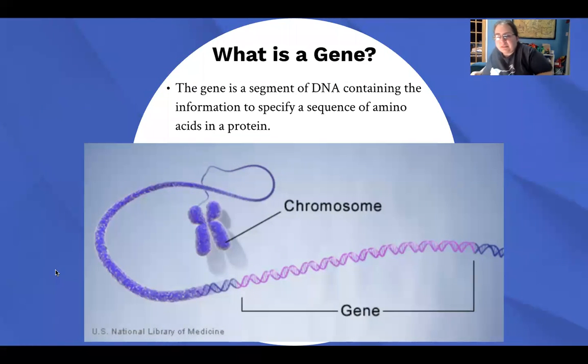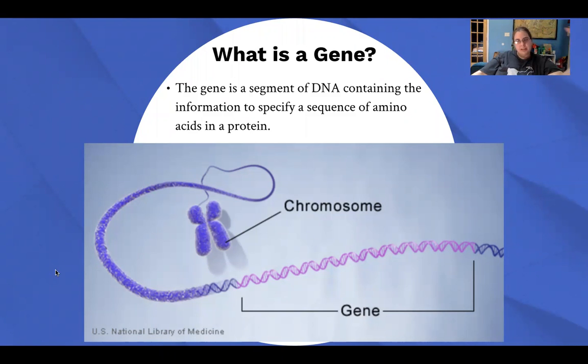First thing we should talk about is, what is a gene? Well, simply put, a gene is a segment of DNA that contains the information to specify a sequence of amino acids in a protein. So what we're saying is that in your DNA, there are sections of bases, and these can be thousands of bases long or even longer than that. But these sections code for particular traits, and that's what a gene is. It's a section of the DNA that codes for a trait.